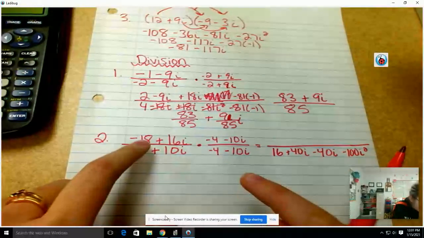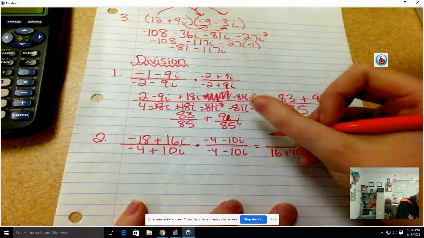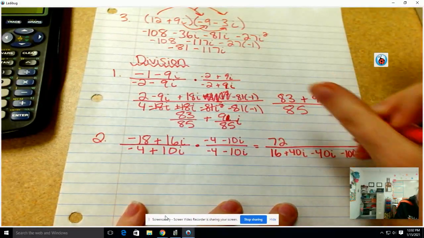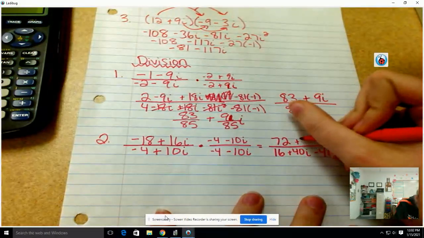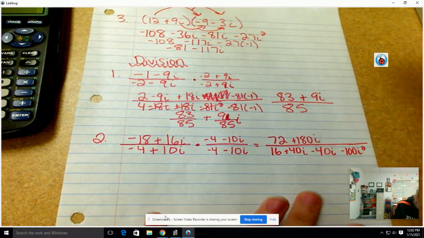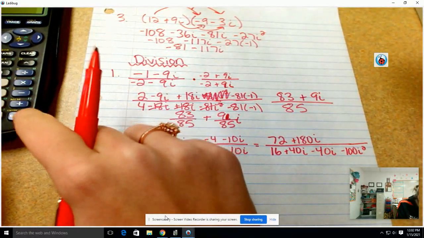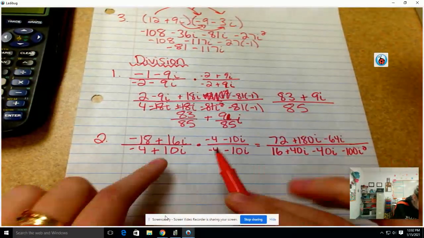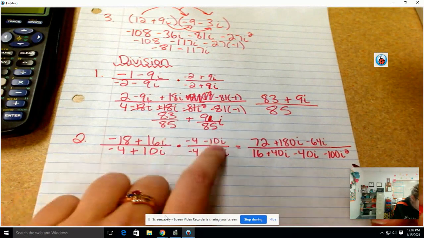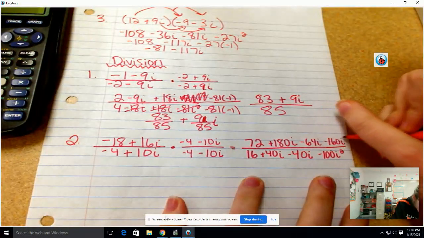Same thing up top. We're going to have negative 18 times negative 4, which is going to give me a positive 72. Negative 18 times negative 10i is going to give me a positive 180i. 16i times negative 4 is going to give me negative 64i. And then 16i times negative 10i is going to give me negative 160i squared.